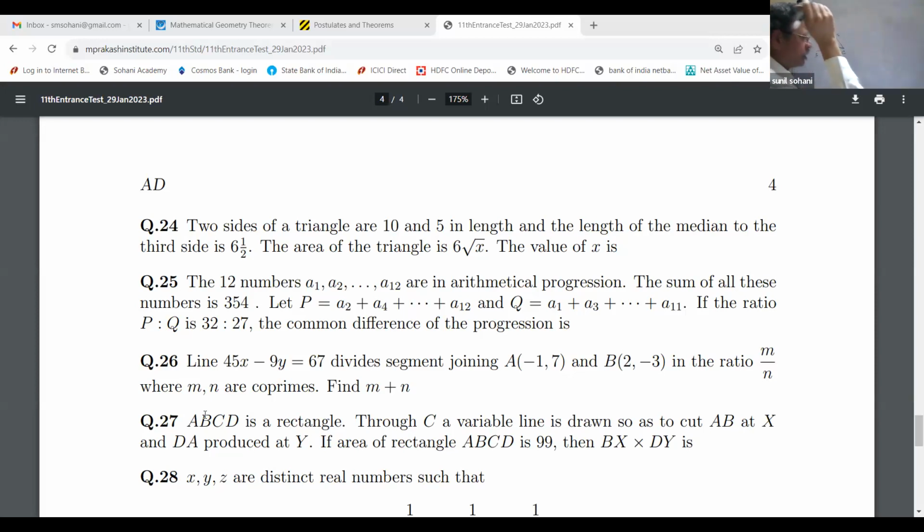Area of the triangle is 6 root x. And they are asking to find the value of x. Okay. This particular question requires one theorem. I don't know whether you have heard this theorem or not. Apollonius theorem.